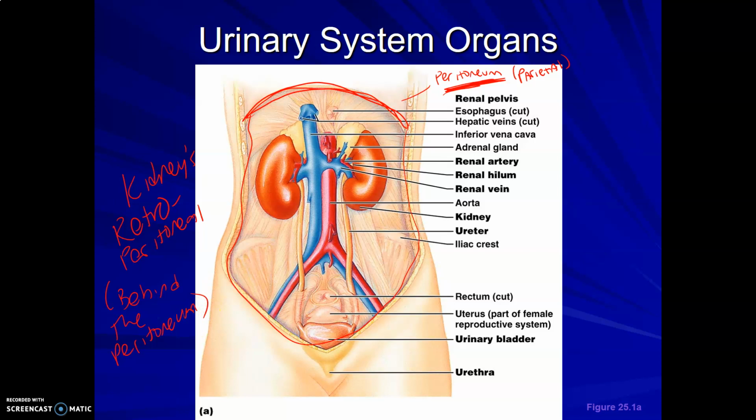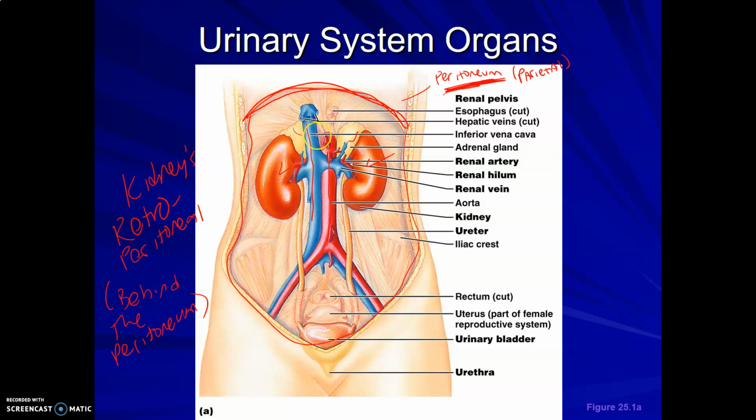Okay, so what we should see is a whole covering, this peritoneum here, and in front of the peritoneum you're going to have your liver, your stomach, your intestines, your gallbladder, all of those organs that are typically found in your abdominal cavity. If we take all of those organs out and cut through the back of the peritoneum, now we can see, tucked back here, our inferior vena cava, our aorta. And then you can see your adrenal glands here and here, and your kidneys here and here.